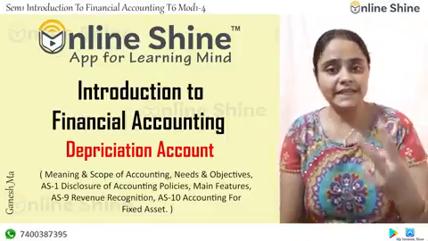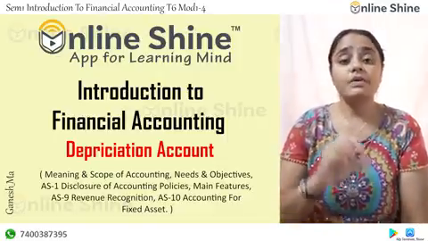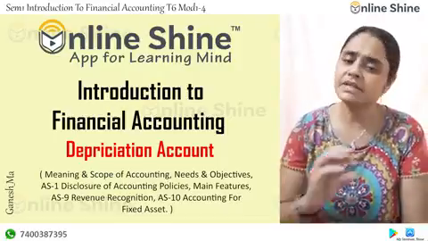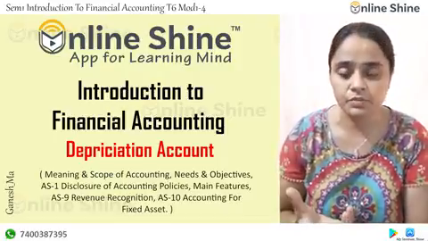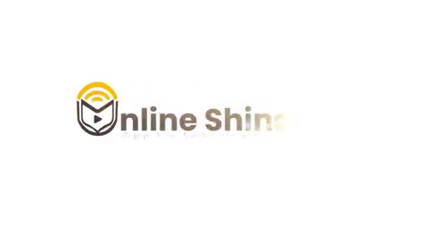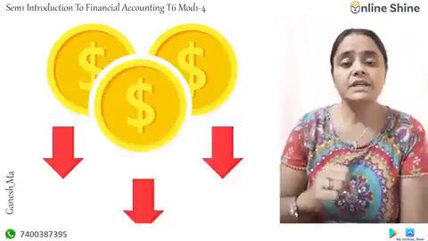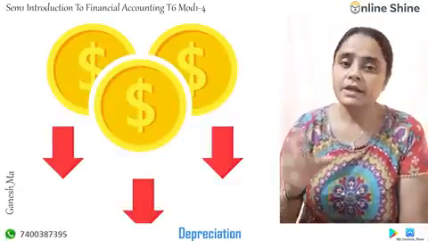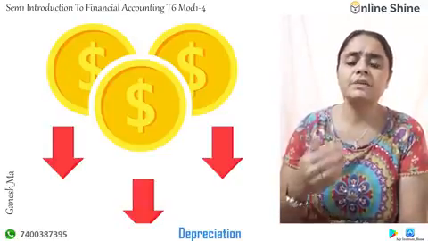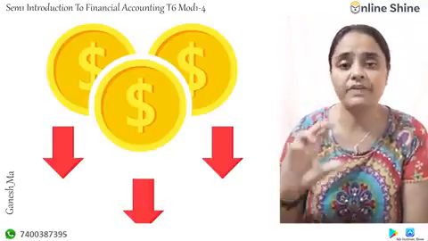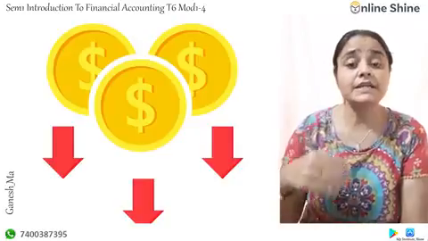Now we'll go for the second accounting standard. You have accounting standard 6, very important and very easy, that is depreciation accounting. Now first understand what you mean by depreciation. Depreciation is nothing but a reduction in the value of an asset. That is called depreciation.